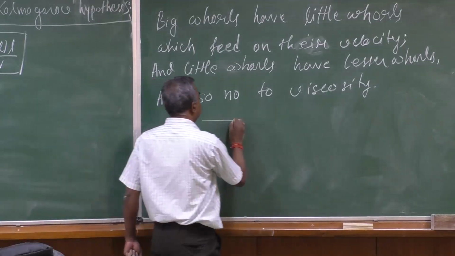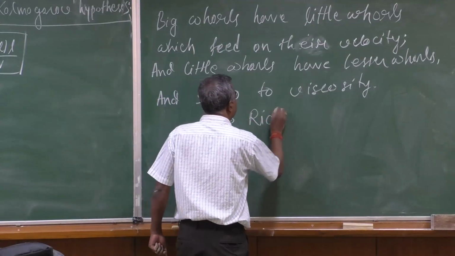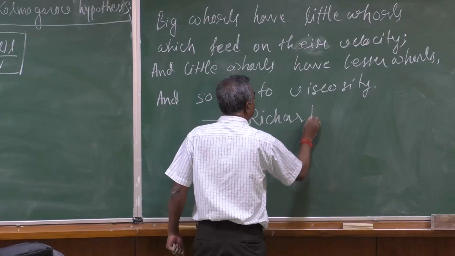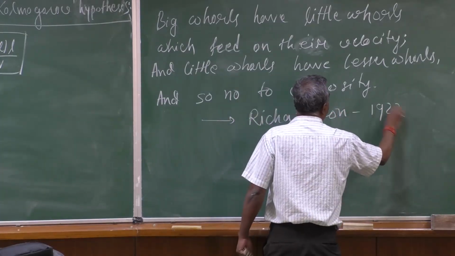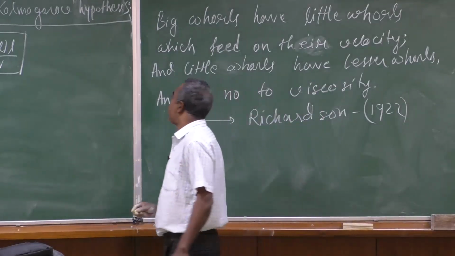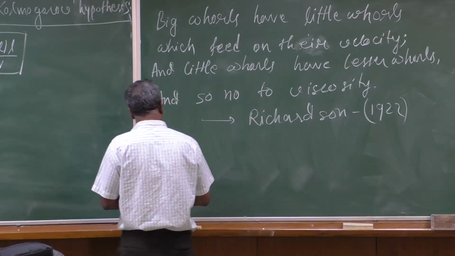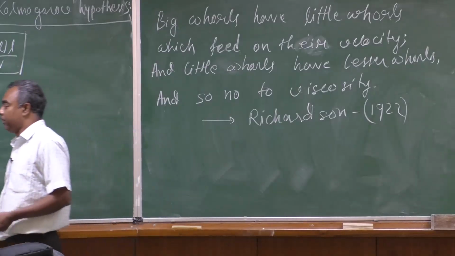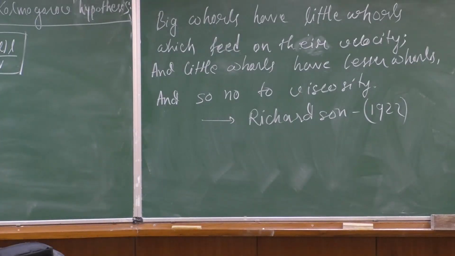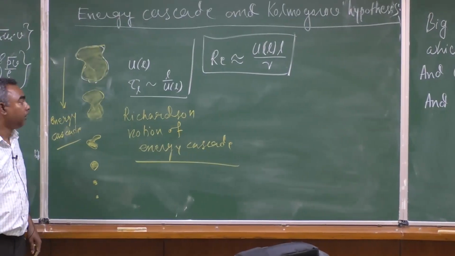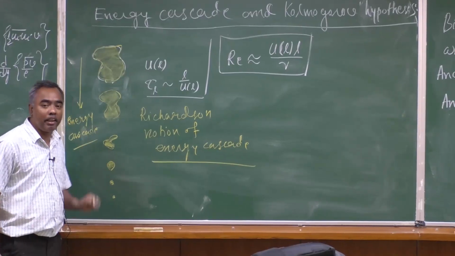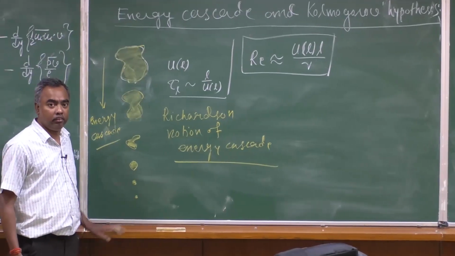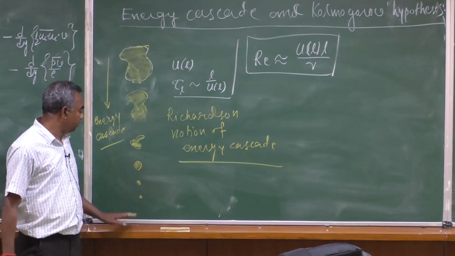So, this is the picture put forward by Richardson. Now, as per his idea, all good, the bigger eddy will break into a smaller one, the smaller one again will break into an even smaller one, and so on to viscosity. The question comes: what is the smallest size where it is going to be dissipated? This is unanswered.